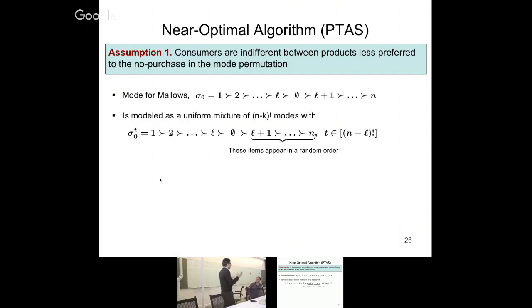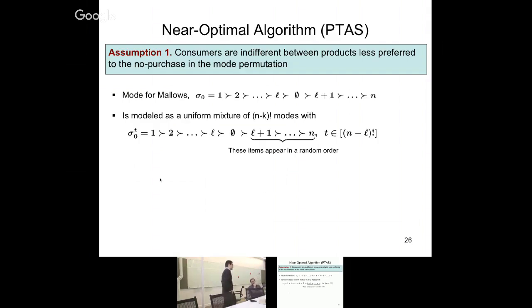In the Mallows model, yes, it was not a special product, but in the application, no purchase is always going to stick in the assortment. So it is special. That's the reason no purchase is always in the assortment. I only could remove products from the assortment. No purchase you cannot remove.